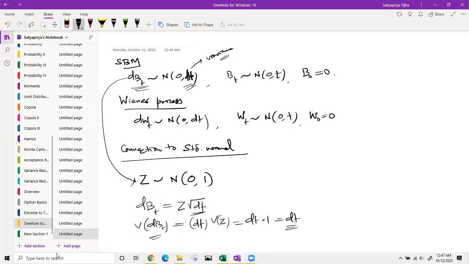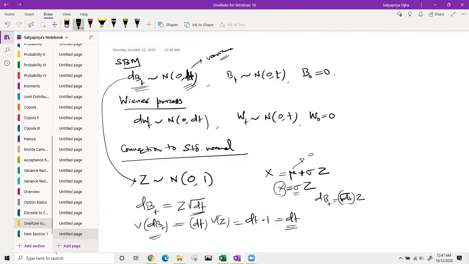The other way of looking at it is, remember when we use the transformation x equal to mu plus sigma z, correct? Here there is no mu, it's all zero, everywhere it is zero. So x equals sigma times z. But what is sigma in our case? What is the sigma of x? Square root of dt. So dB_t is equal to square root of dt times z.